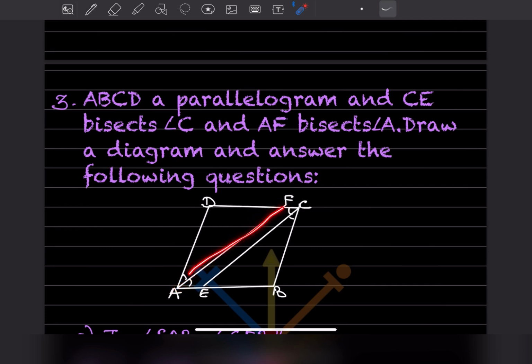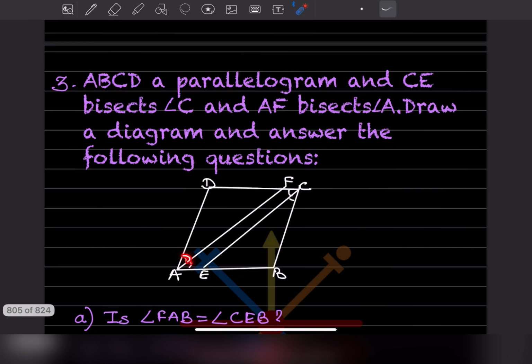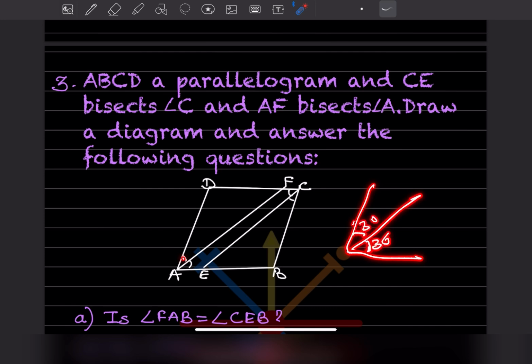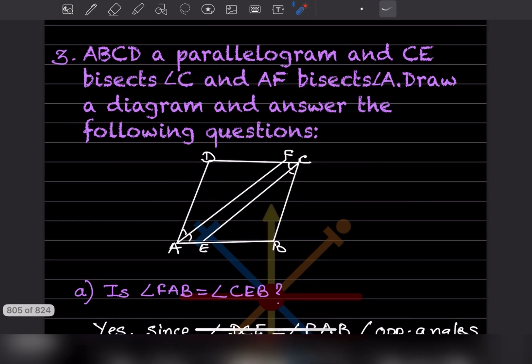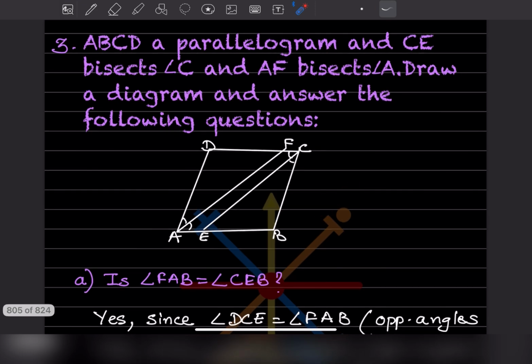So you have to draw a diagram, and here you can show these angles. This is bisecting, because when you draw a line, it divides the angle into two equal parts. If this is 30, this also should be 30. So we can say that is bisecting. So I put here that C is bisecting and A is bisecting. This is the figure first, and then you have to answer the question.